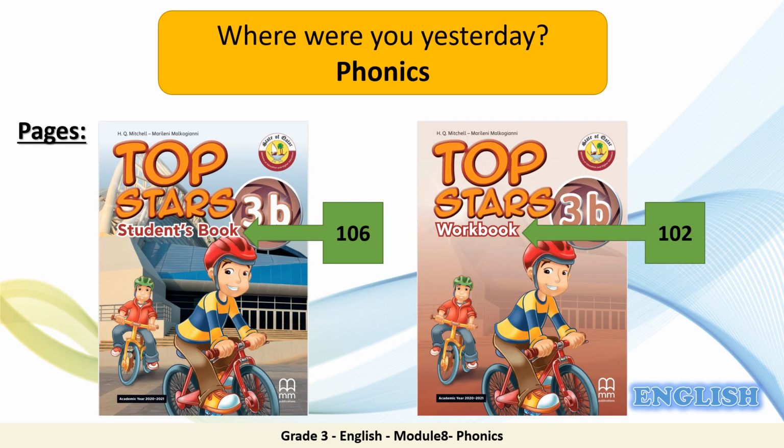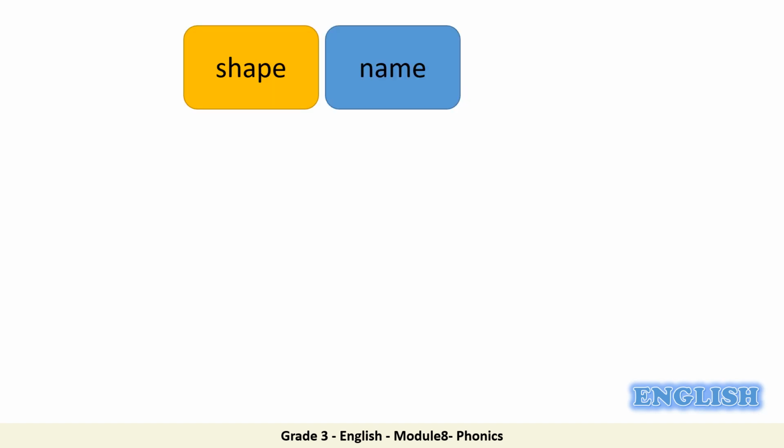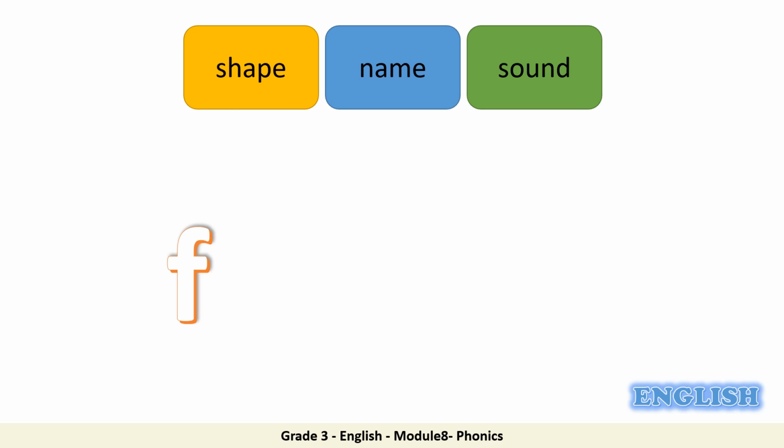You can find this phonics lesson in your student's book, page 106, and in your workbook, page 102. Before we start, I want to remind my dear students of something that is really important. I want you to remember that in English, every letter has a shape, a name, and a sound. Let's look at this example. The shape of this letter looks like this. The name of this letter is F. The sound of this letter is F.